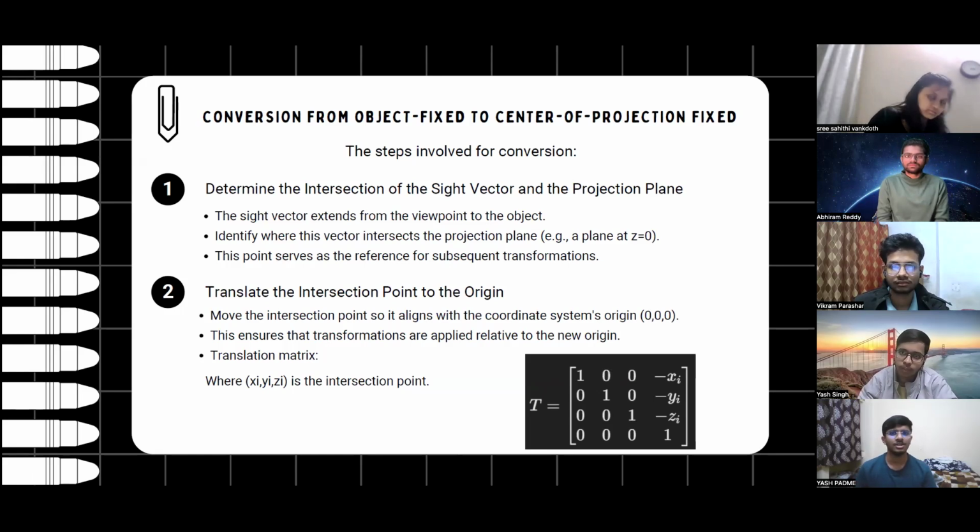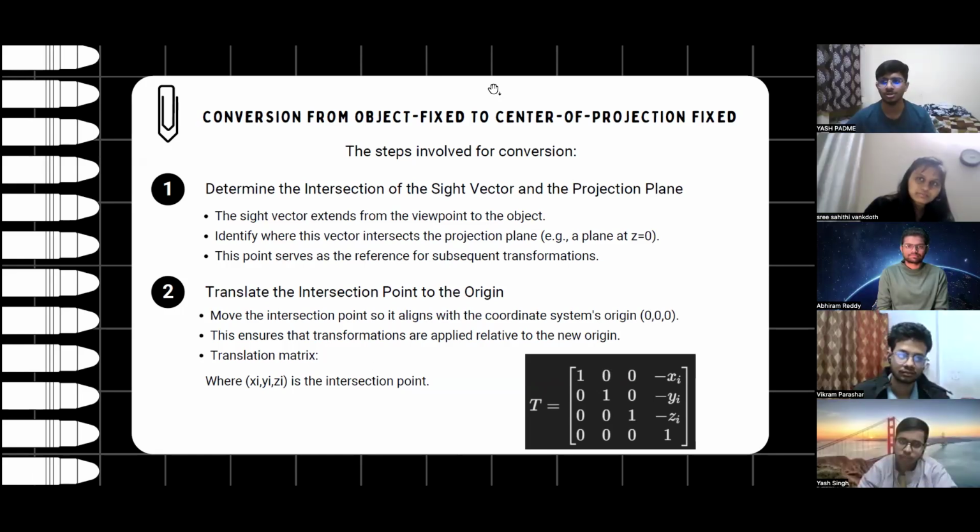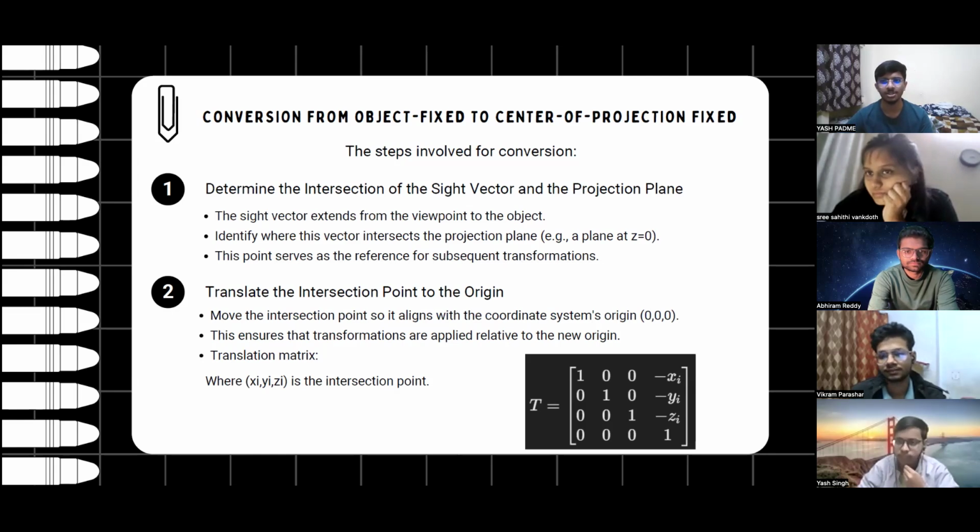So now let's dive into the process of converting an object fixed projection to a center of projection fixed projection. This process requires a series of transformations to align the scene properly and project it onto a plane. Now let me walk you through the steps. Firstly, we identify where the side vector extending from the viewpoint to the object intersects the projection plane. For simplicity, this plane is often set at x equal to 0. This intersection point becomes the reference point for the following transformations.